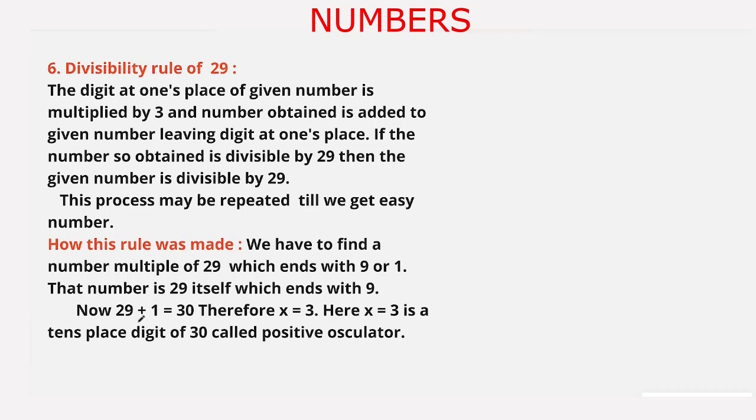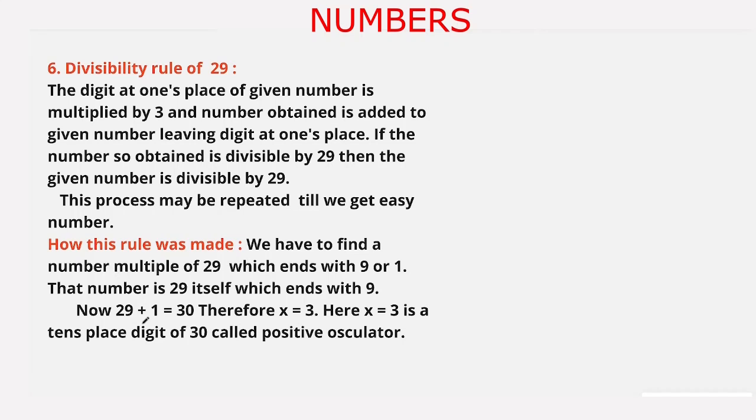As we add 29 plus 1 to make it 30, and 3 is the tens place digit. Therefore we multiply this 3 to the ones place digit of the given number and then we add it to the remaining part of the given number, and that is why it's called positive osculator.